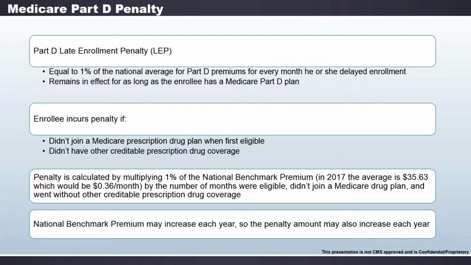Then you multiply that by the number of months they were eligible. So if they were eligible for those 24 months and they didn't get signed up, or didn't have an equivalent prescription plan, then you would do the 24 months times that 0.36, and that's their penalty, and they would have that penalty each year, no matter what.